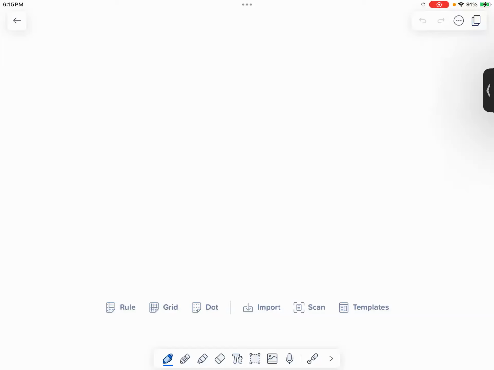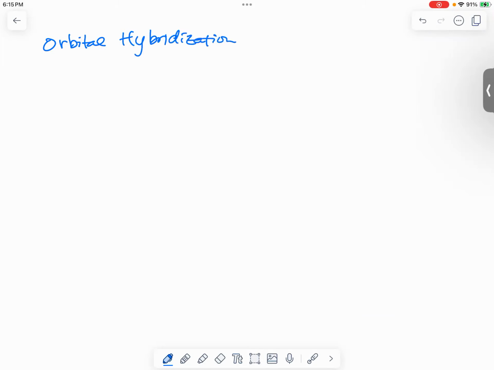The thing I want to talk about is the topic of orbital hybridization. Before we start this topic, we will go ahead and draw some simple Lewis dot structures first. There are some Lewis dot structures that I would say everybody should know how to draw. So let's start with CO2.